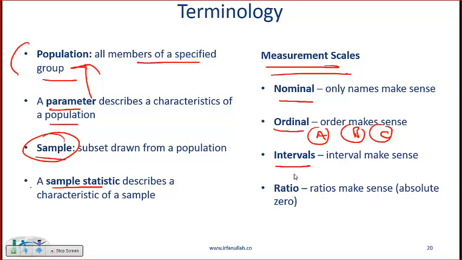Interval, here the degree by which A is better than B makes sense. So you can say A is better than B by 3 units and B is better than C by 2 units. And the most precise measure is a ratio scale where there is an absolute 0.